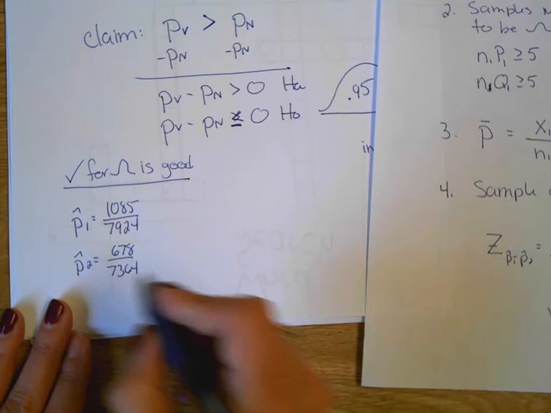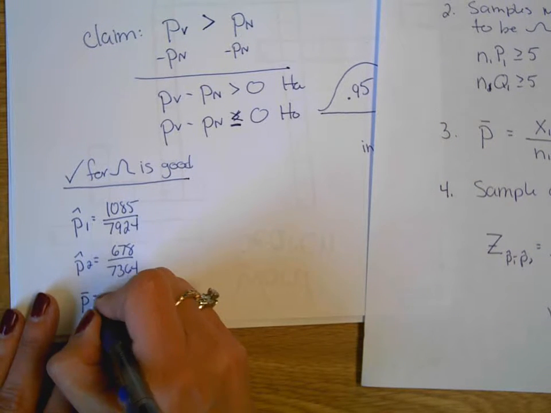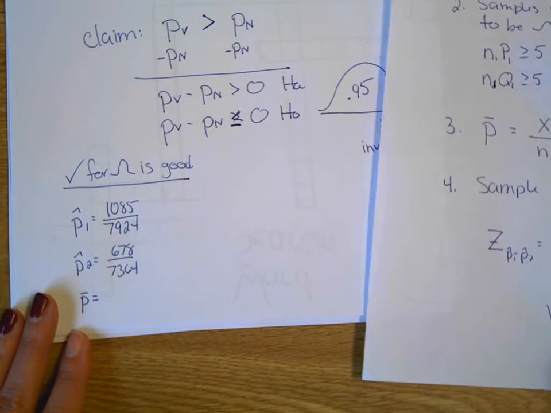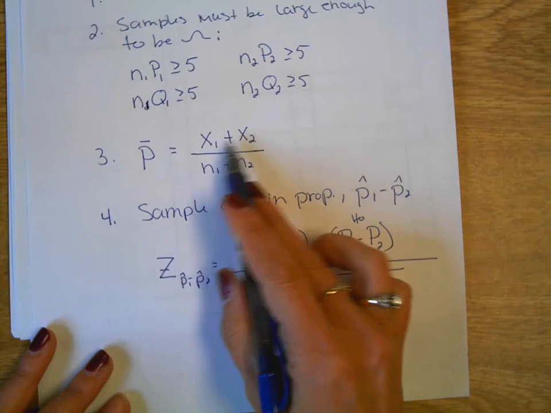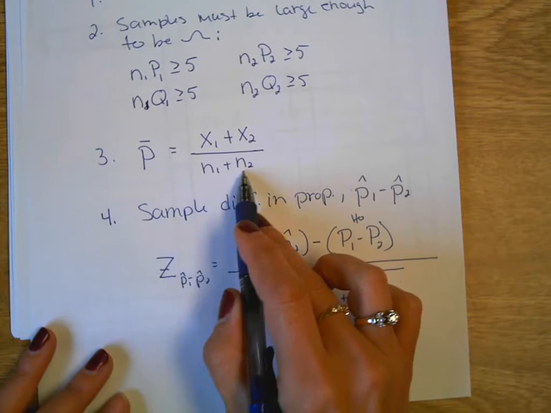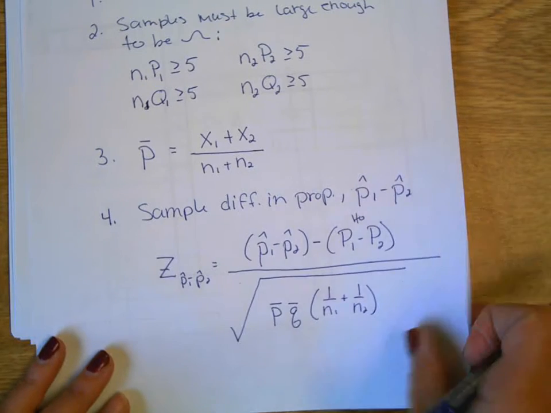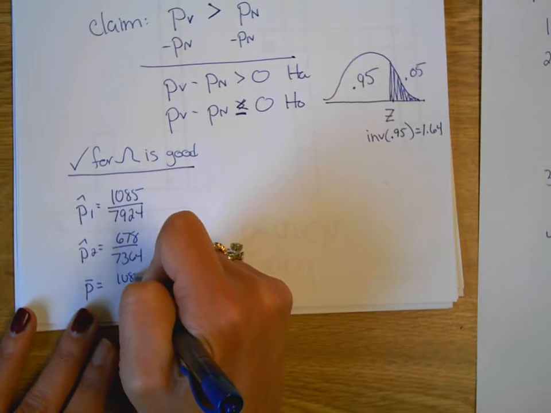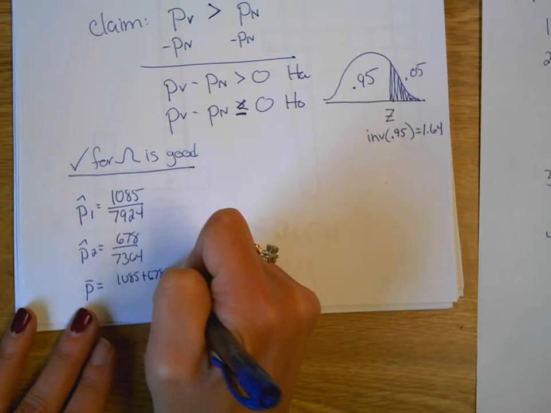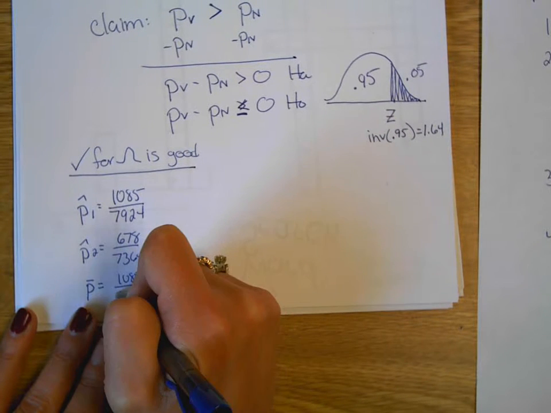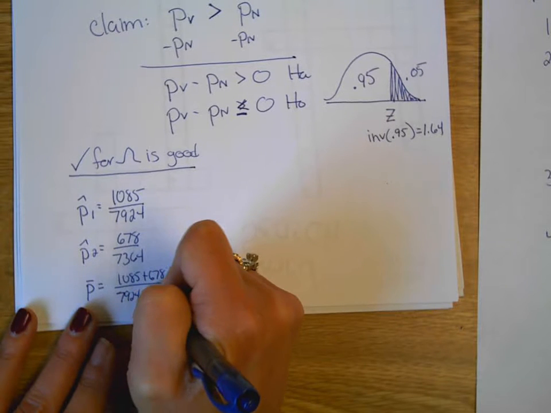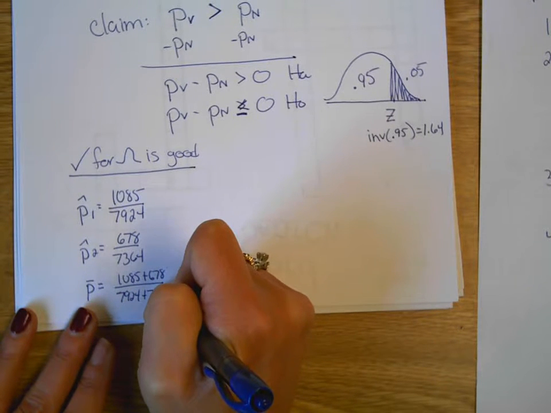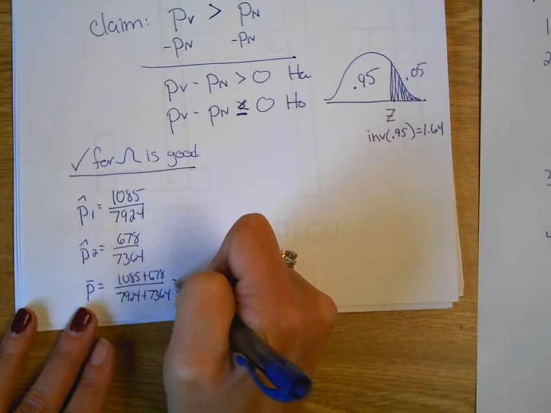I also need p bar. And p bar is add your successes together, divide that by the 2 sample sizes added together. So we've got 1,085 plus 678 over 7,924 plus 7,364.